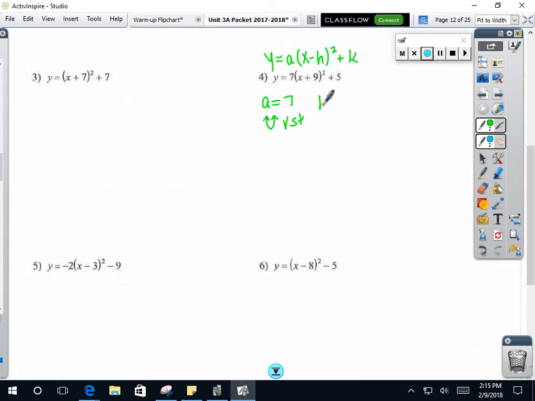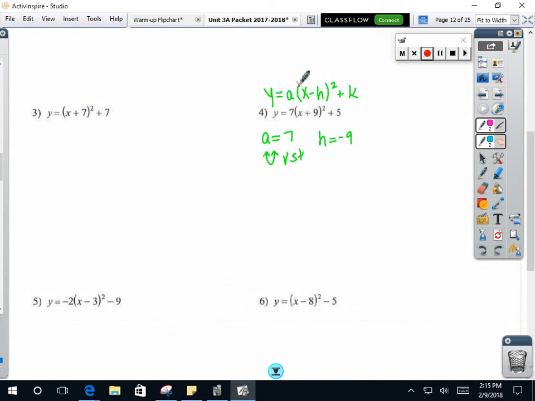Now, what is the h value? Negative 9. Now, let me clarify because I know that's confusing. Because when you see x plus 9, you're probably thinking, well, why is the h a negative 9? Well, think about it. The formula is x minus h. If you plugged in an h value of negative 9, that's how it became a plus in the middle. The minus and the negative became plus. Yes, for a vertex form, it'll always be a, h, and k.